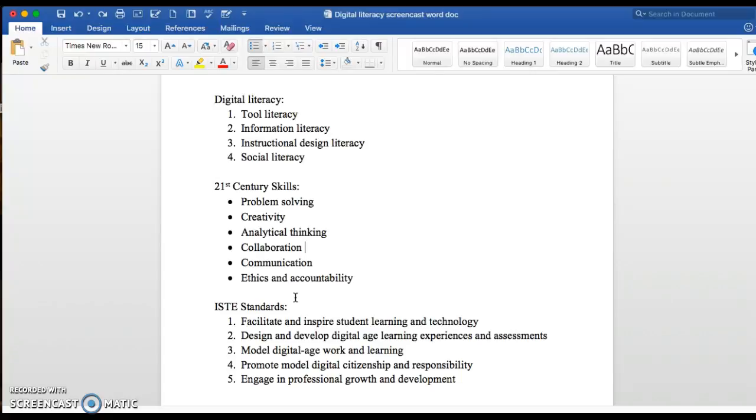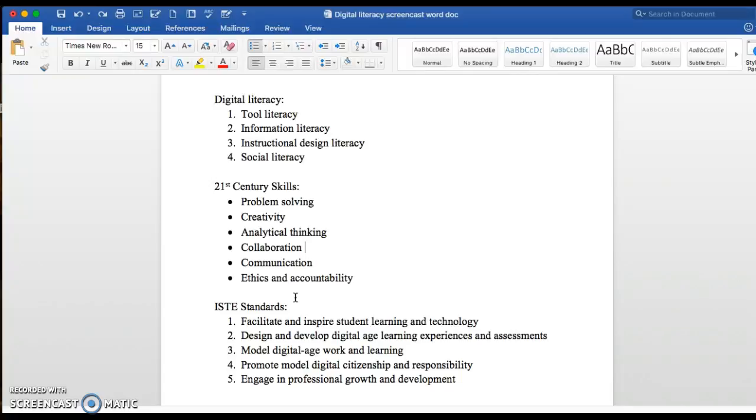For this first standard, facilitate and inspire student learning and technology, creativity and communication from 21st century skills are definitely needed in order to properly inspire learning, and for them to properly understand what they are learning.